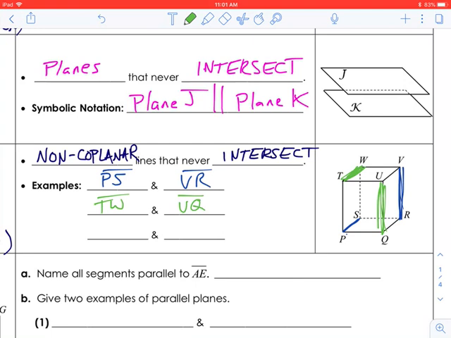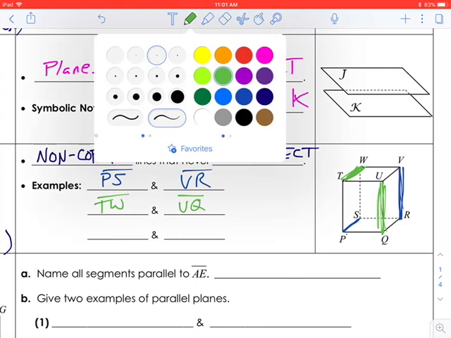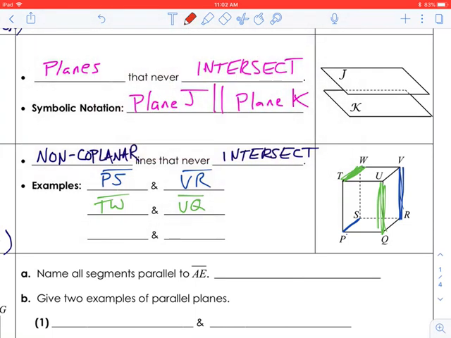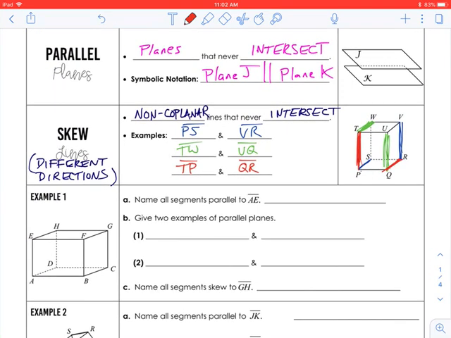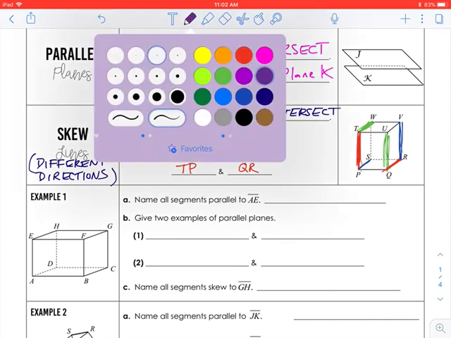All right. And then the last one, let's do one more example. How about PT? So PT is kind of going up and down here. So a good example of that one would be like QR. TP is going up and down, and it's in the front, and then QR is going front to back, and it's on the bottom. So completely different lines, and they're never going to intersect. Okay, so that's skew lines.